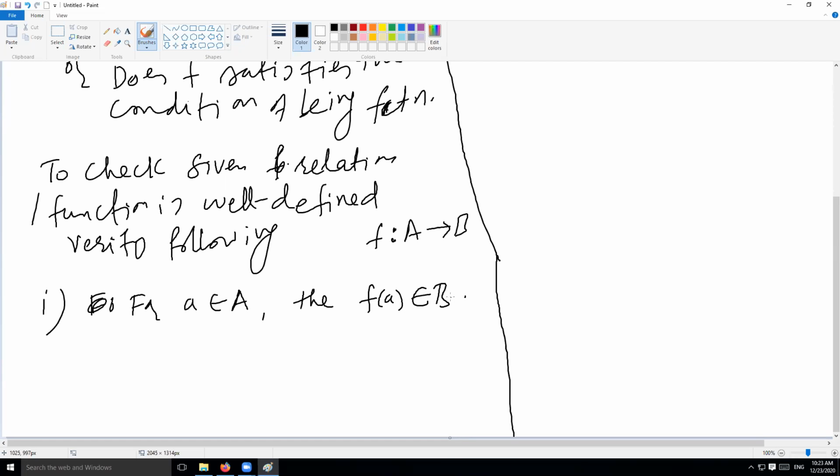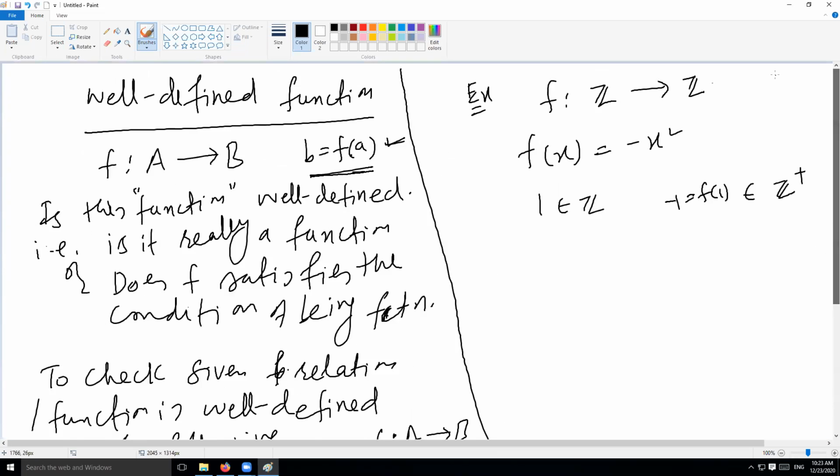It belongs to B. Okay. So in other words, if I am throwing an element from A to B, then I must make sure that it is really going into B. For example, in my previous example with Z minus, this F of 1 does not belong to Z plus. It does not belong to Z plus, right?